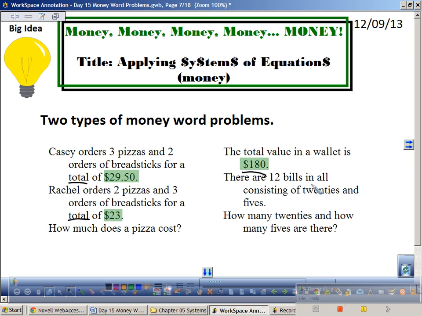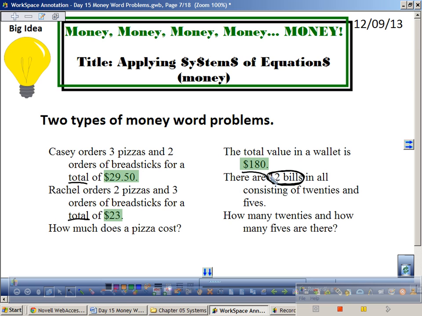Then it says there's in all is another total, right? There's a total of 12 bills. If you count how many bills I have, I've got 12 of them, consisting of 20s and 5s. How many 20s and how many 5s are there? Can somebody tell me what the difference between these two are? Not how to set them up, not how to solve them, but tell me what the difference is.